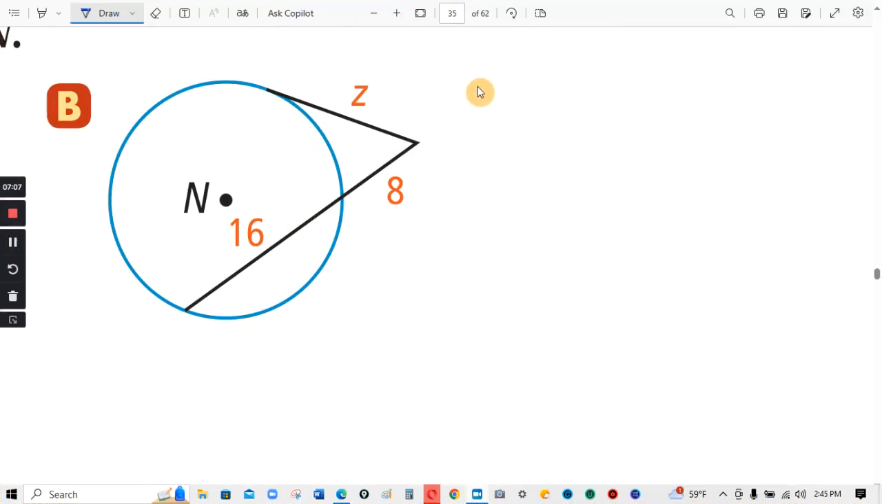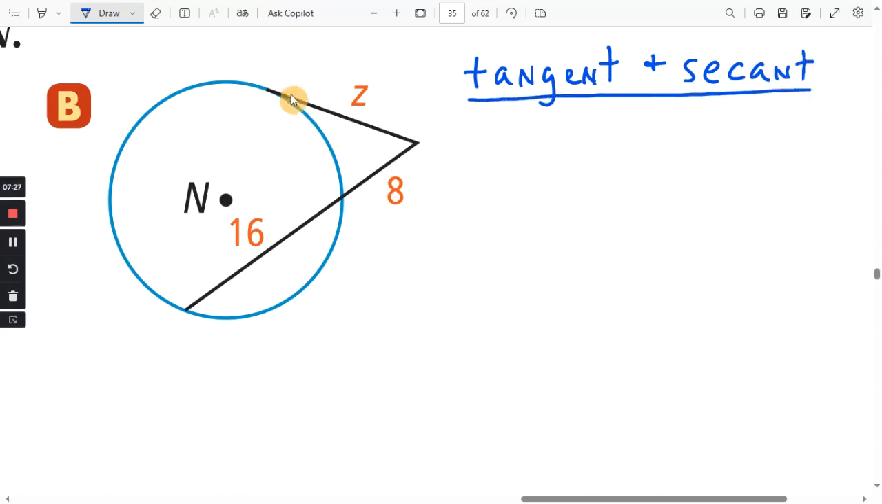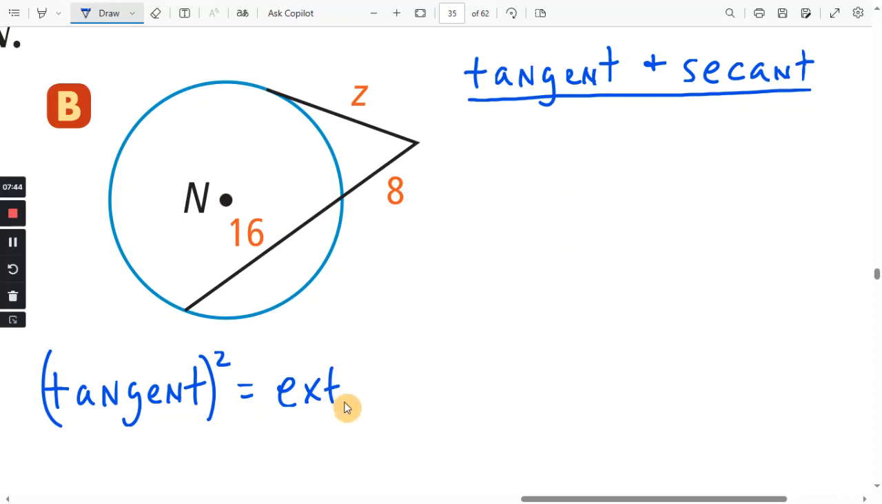All right, part B, we have a tangent right here. And we have a secant right here. So for the tangent, you want to do the tangent squared. And that's going to equal the external segment times the entire secant.